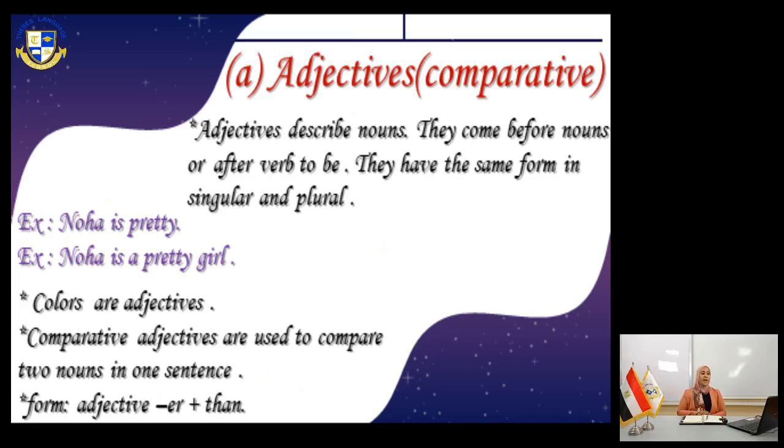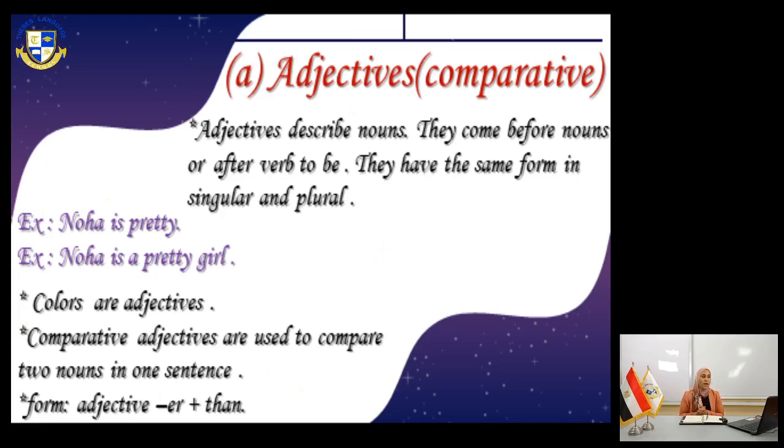According to the comparative adjective, adjectives describe nouns. We said that before, that we use the adjective to describe the nouns. They come before the nouns or after verb to be. They have the same form in singular and plural. I don't change them according to singular or plural. They have the same form.